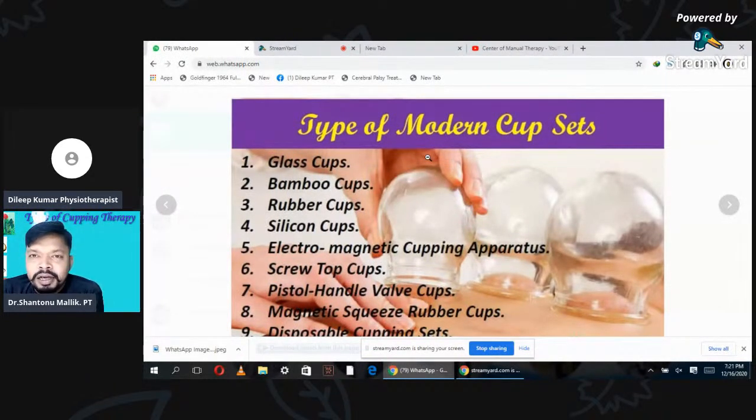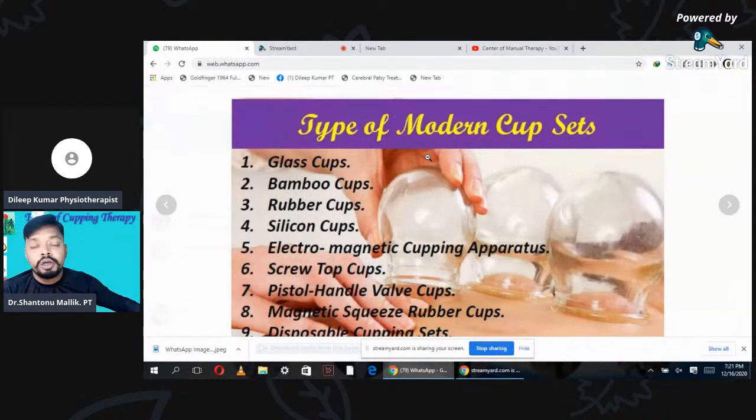In my first slide, I will try to show you how many types of cup sets are available in our practical field during cupping therapy. I will try to cover more than 80% of the cup sets that I have collected from different places. First of all, I will go directly to my first cup set, which I mentioned there, a glass cup set. All participants, you can write it down, how many cup sets there are. Then I will directly show my presentation.